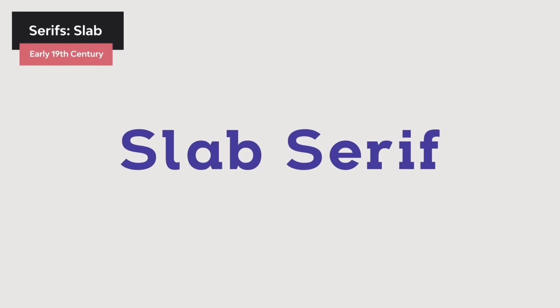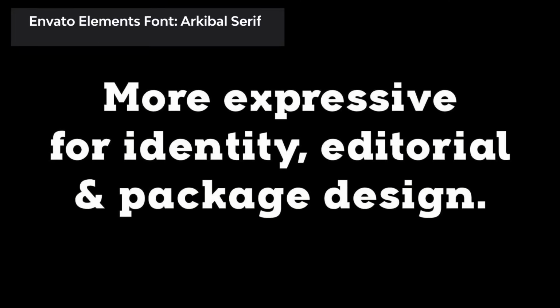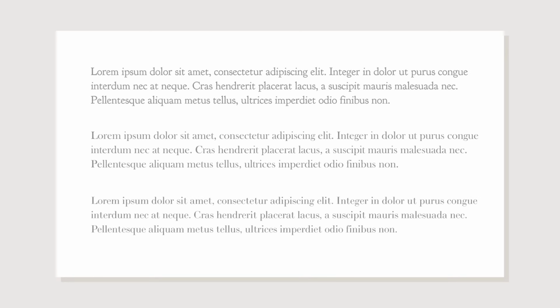And last, we have the slab serif. These fonts are the easiest to identify from this category as they set themselves apart from the rest of the serif fonts. Some of the characteristics are: the serifs have a square shape and are heavier and thicker. The stroke is uniform throughout the characters. Characters include a complete vertical stress. A great example from Envato Elements is Archival Serif. With the exception of slab serifs, serif fonts can be used as body copy as they are easy to read and comfortable for the reader's eyes.